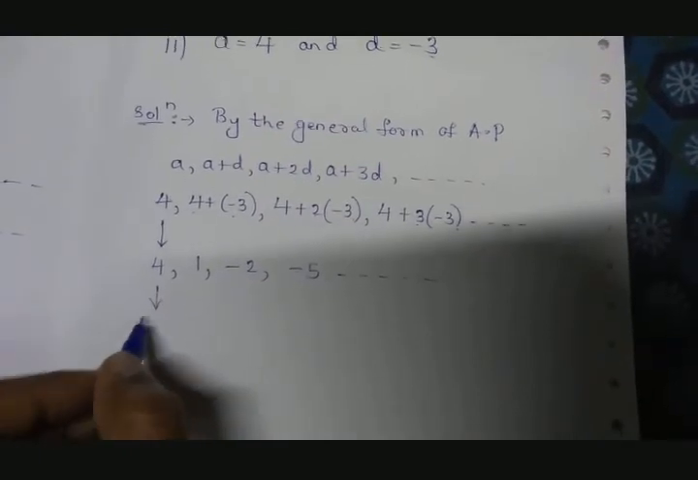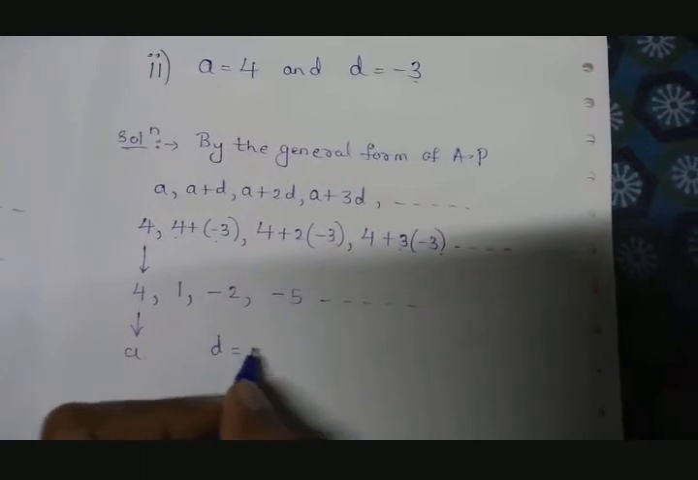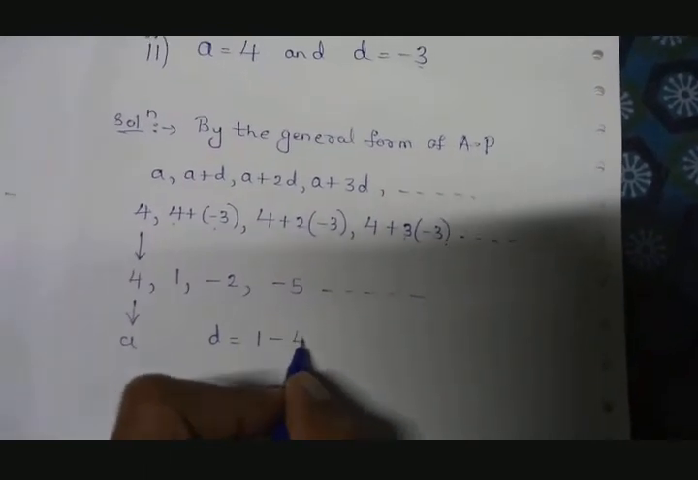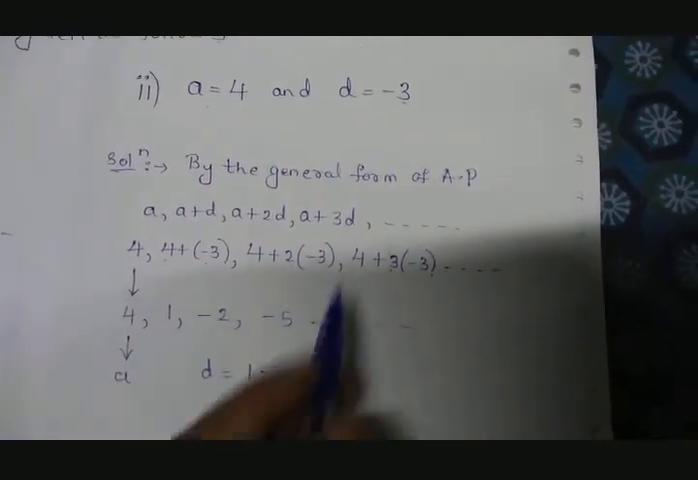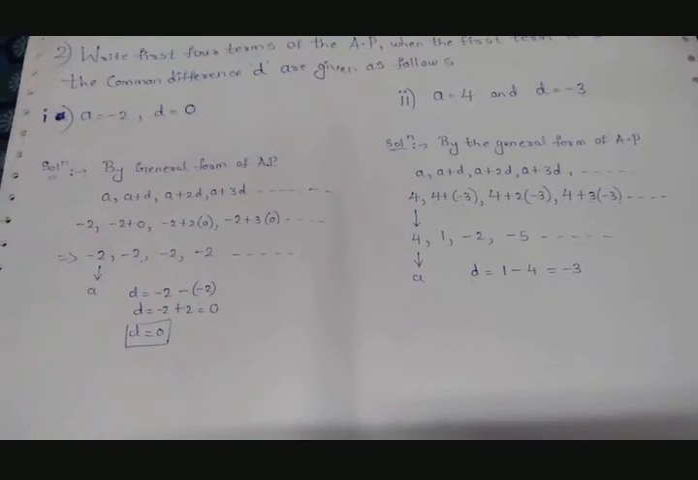Again you can verify: a is equal to 4, we got a equal to 4. Just subtract the first term from the second term, 1 minus 4, which is nothing but minus 3. So hence we got the common difference as well, which is minus 3. I hope these problems were clear. So moving on to the next part.